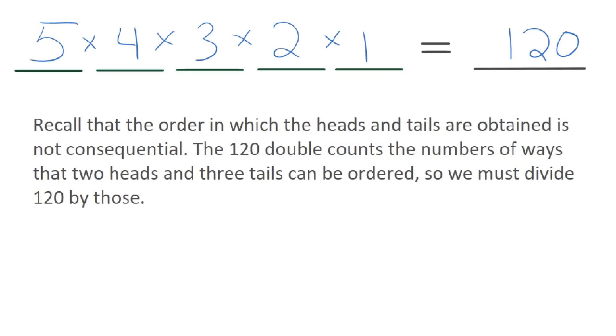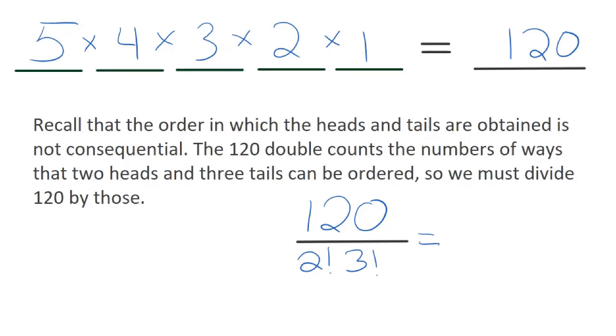What we must consider, though, is that this value 120 is double counting the number of ways that 2 tails and 3 heads could be ordered. And remember, order doesn't matter. So we need to make sure we don't double count those iterations, and so we have to divide 120 by those. So that will be 120 divided by the total number of ways that we can arrange 2 items, and the total number of ways we can arrange 3 items.